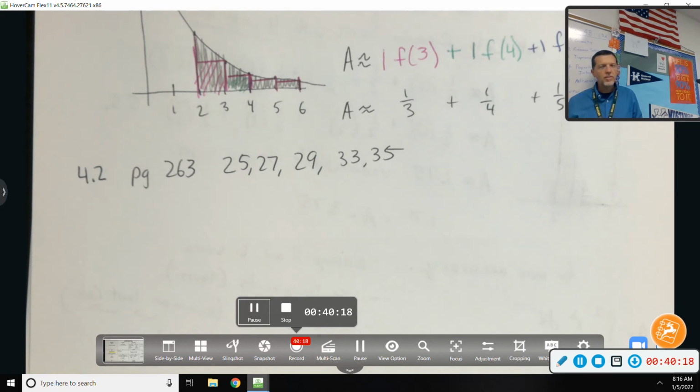So I feel like I talked a lot longer. The length that I talked today was not related to how difficult the lesson is. Add the rectangles. That's Riemann sums. Draw the rectangles, add them up.